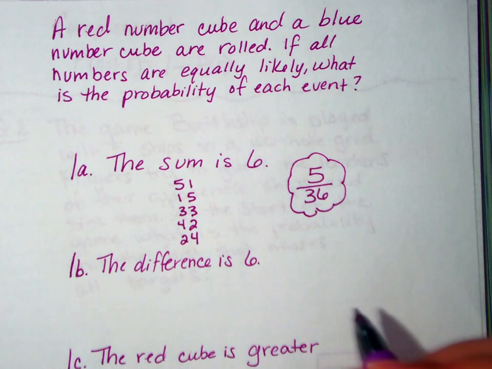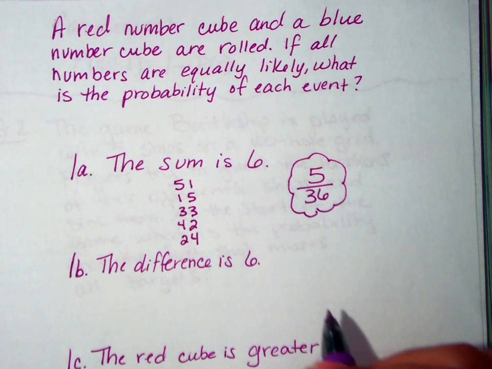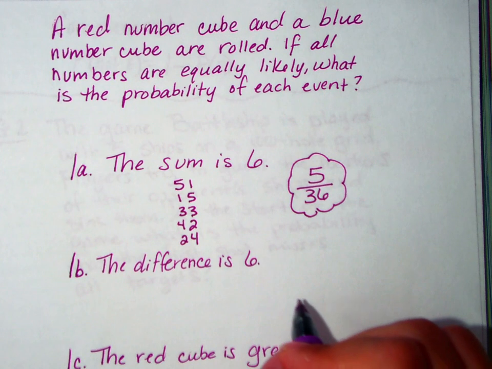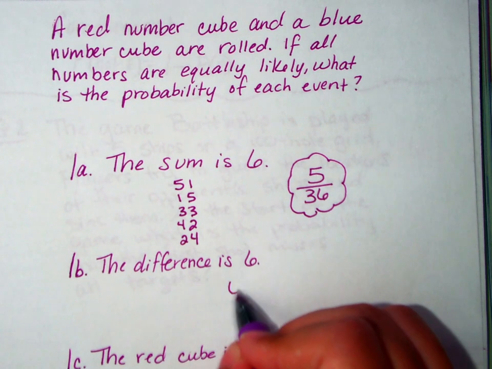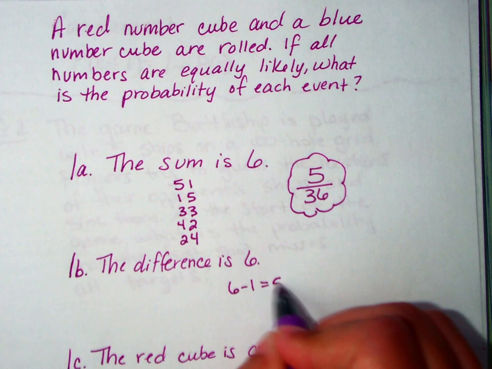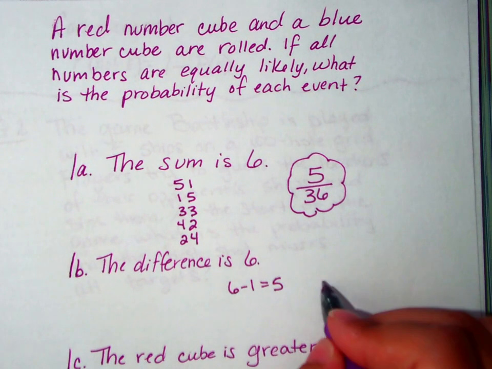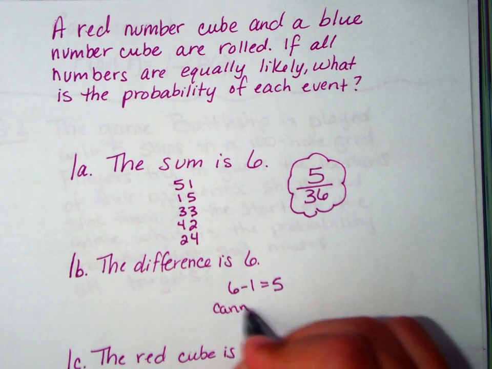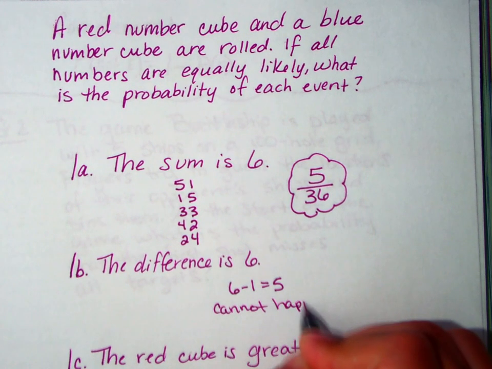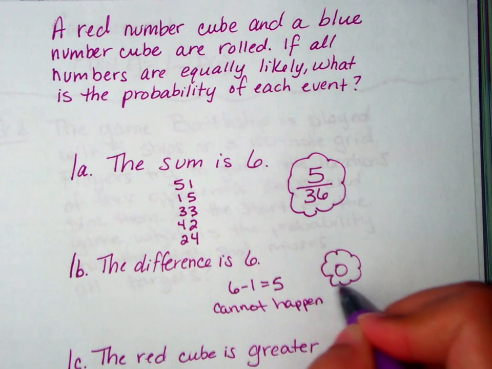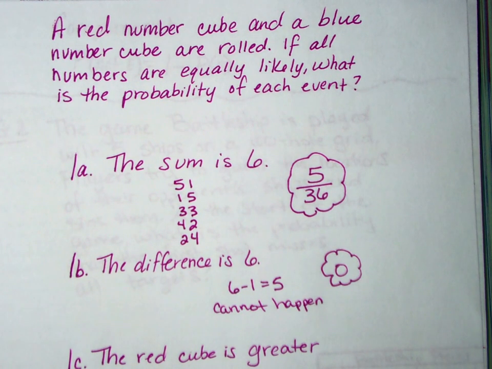1B, the difference is 6. Remember, difference means subtraction. So if my number cubes are 1 to 6, well, 6 minus 1 equals 5. So I can't get a difference that is 6. It cannot happen. Cannot happen. And when it's impossible, there's a 0 possibility.